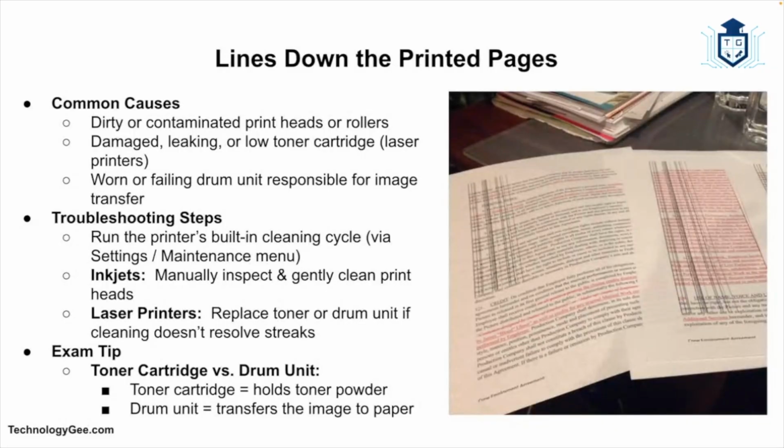So how do you fix these? Well, you want to run the printer's built-in cleaning cycle, and this can be found in the settings or maintenance. You want to inspect and clean the print heads manually if you're dealing with an inkjet printer, and you want to replace the toner or drum if the cleaning doesn't solve the issue. Now, as a tip for the exam, you want to know the difference between issues caused by the toner cartridge and the drum. The toner holds the powder, and the drum transfers the image.